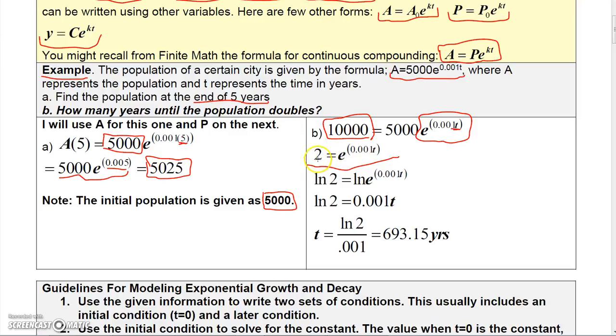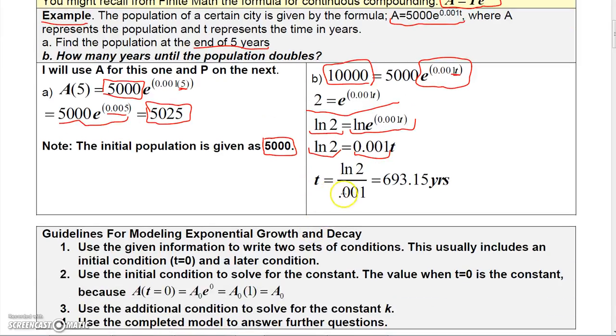Now I can take the natural log of both sides, and the natural log of 2 is just natural log of 2. But what's interesting is since this is base e, the natural log of e to a power is just the power. So the natural log of e to the 0.001t is just 0.001t. Now to solve for t, I take the natural log of 2 and divide it by 0.001 to get t. When I plug that into my calculator, I got over 693 years. So it's going to take quite a bit of time.